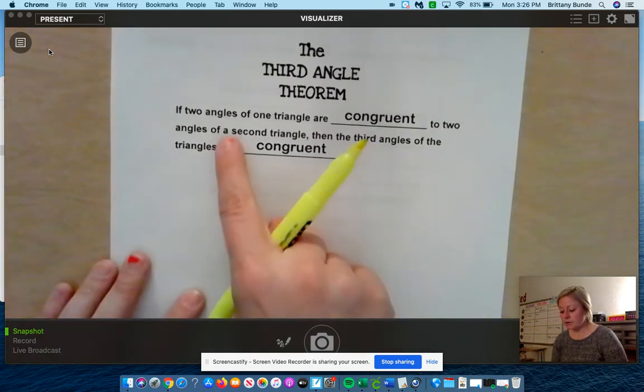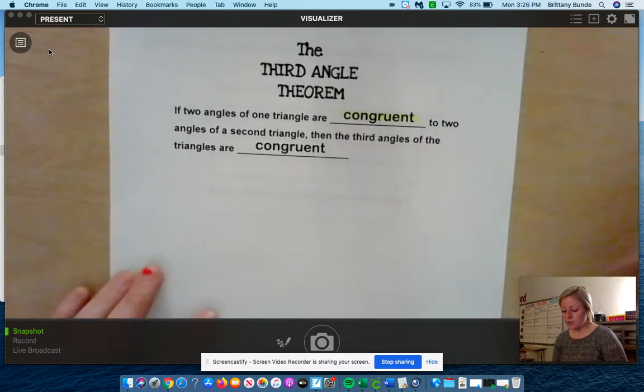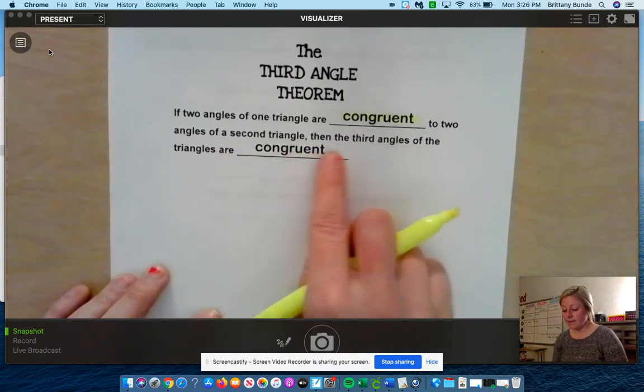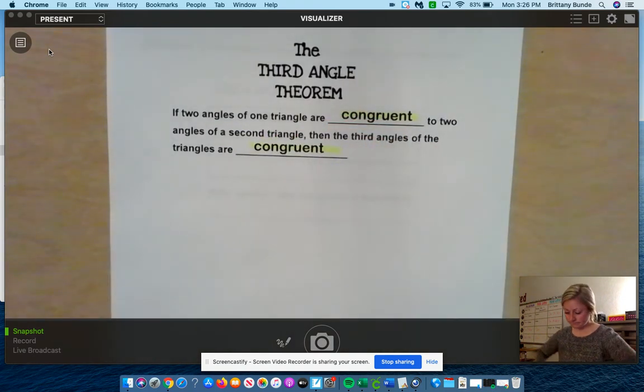So again, if two angles of one triangle are congruent, meaning they're the same measure, to two angles of a second triangle, then the third angles of those triangles are also congruent.